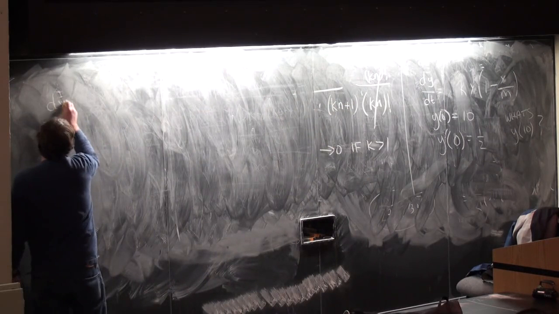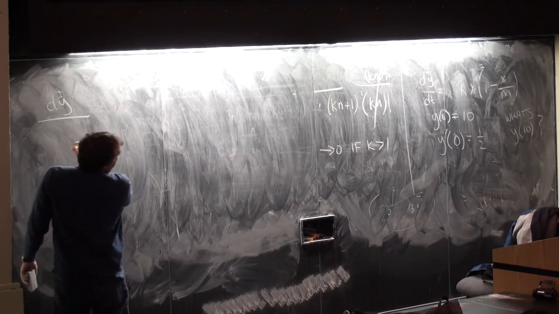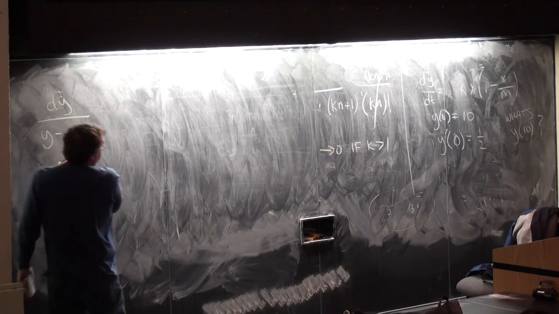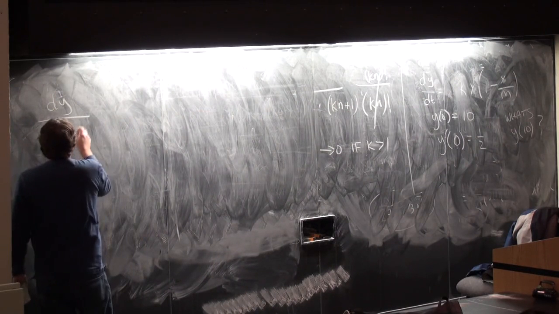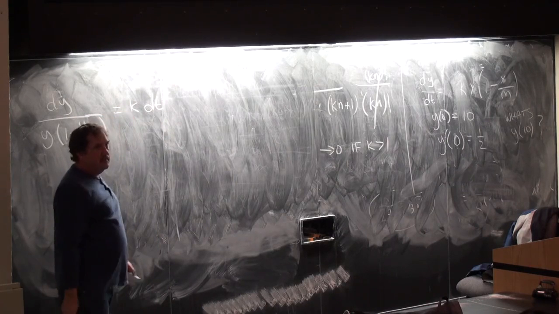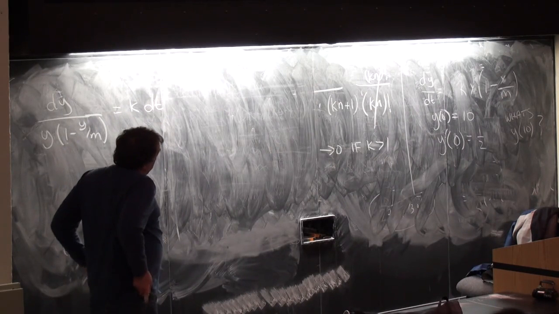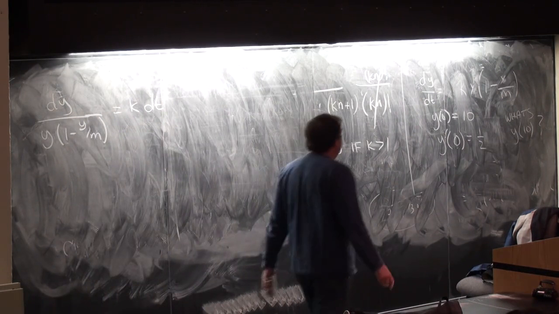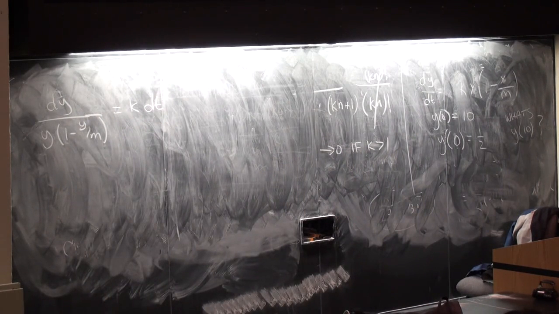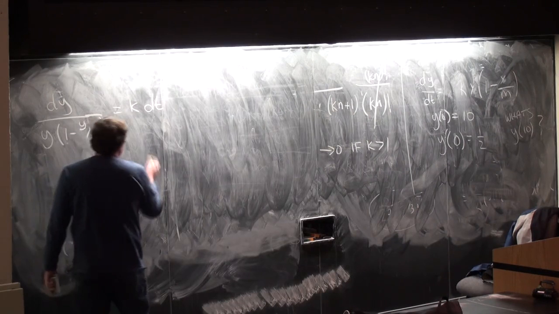So, dy over, let's leave the k over there, dy over y times 1 minus y over M equals k. Separable, so like separated variables. Actually, let's find k first. K is obviously a half. Is that clear? No, it isn't. Let's see. I guess it's not obvious. It is a half, but okay. It's obvious to me. So I'll do this side.